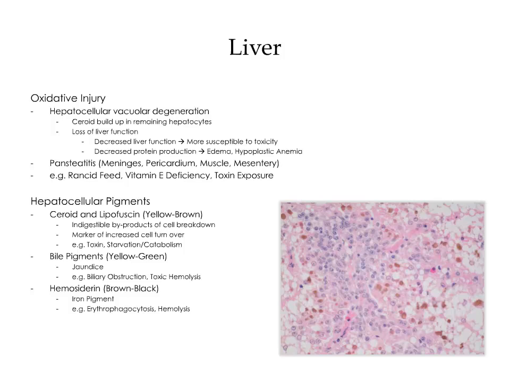Bile pigments are generally yellow-green and blotchy. An accumulation of bile pigments will manifest as jaundice on gross examination. This can be the result of biliary obstruction and toxic hemolysis.